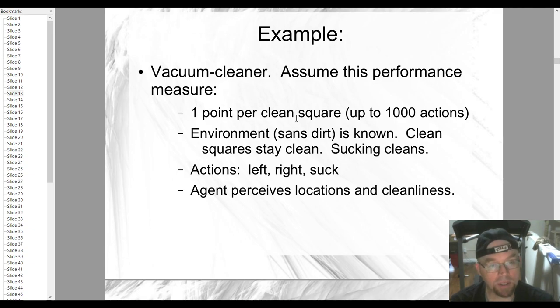The environment is known. You know what square you're in, and you know that there are two squares, A and B. Now, you don't know if something's dirty or not. This is all the prior knowledge. You know that a clean square will stay clean, and you know that performing the sucking action cleans the square. So this is that prior knowledge we were just talking about. What are your possible actions? Left, right, and suck. So what can the agent know about its environment? What can it perceive? It has sensors to allow it to know what location it's in and whether the square is clean or dirty.